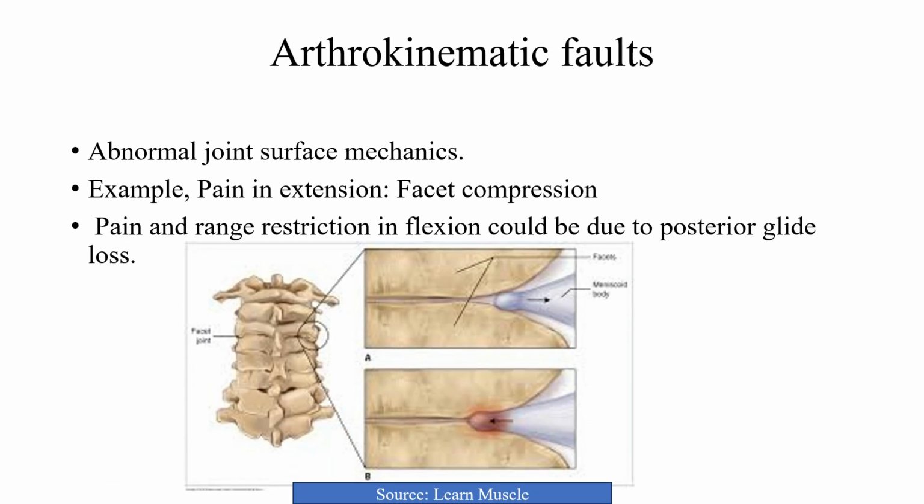Let us now understand what are arthrokinematic faults. Whenever there is an alteration in the joint surface mechanics, for example, if there is facetal arthropathy, or if there is some meniscoid body like it is shown in the image, it comes in the way of the facet. So when it starts compressing, the person experiences pain, and there may be certain range of motion restriction in extension or lateral flexion or rotation where the facets get compressed. So if there is any issue in the surface mechanics, that can also lead to arthrokinematic faults.